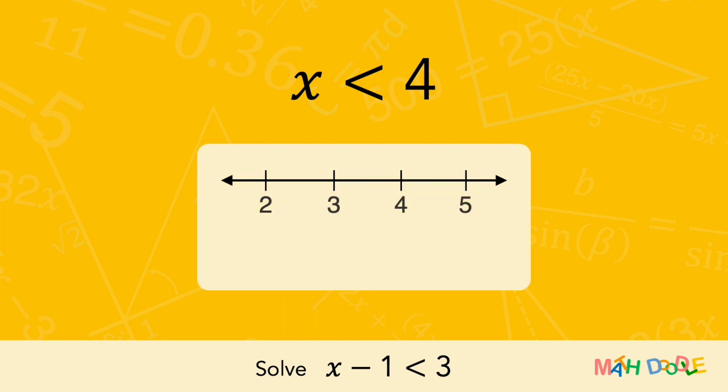To graph this on the number line, let's shade in all the numbers to the left of 4. Then, let's put a parenthesis at 4 to show that the solution does not include 4. Also, this can be written in interval notation. Here, we use the symbol negative infinity, since there is no lower end to the solution.